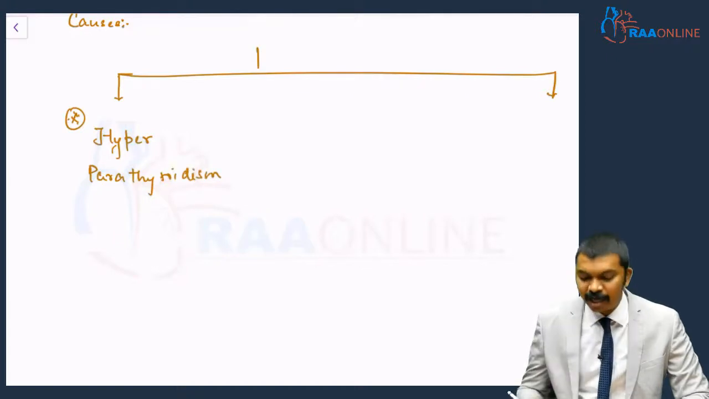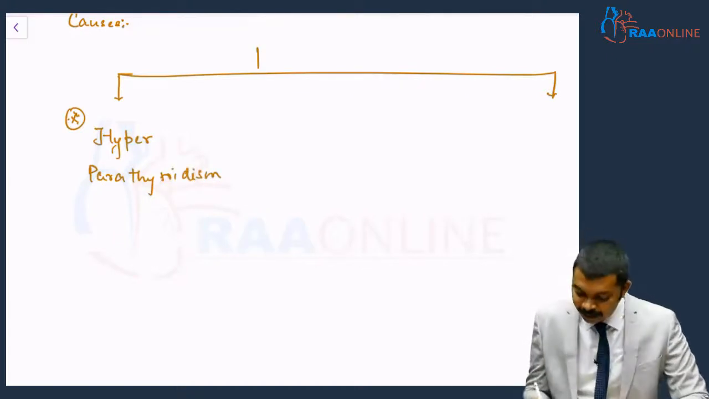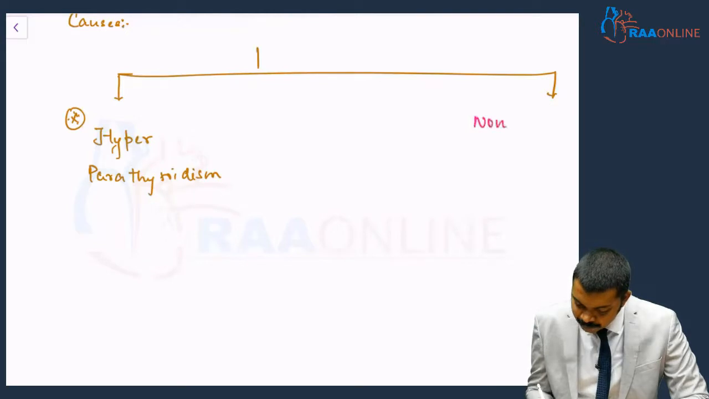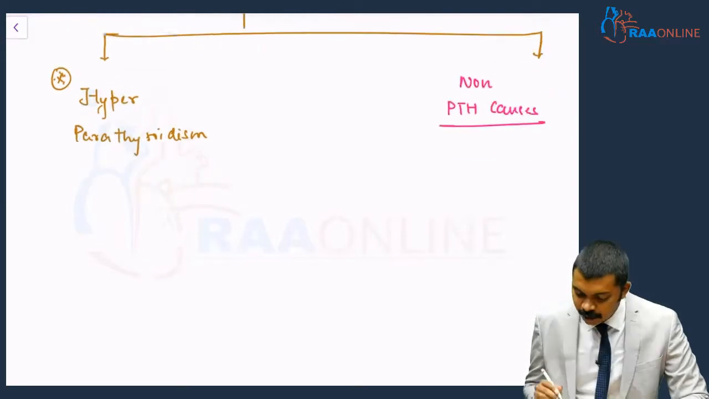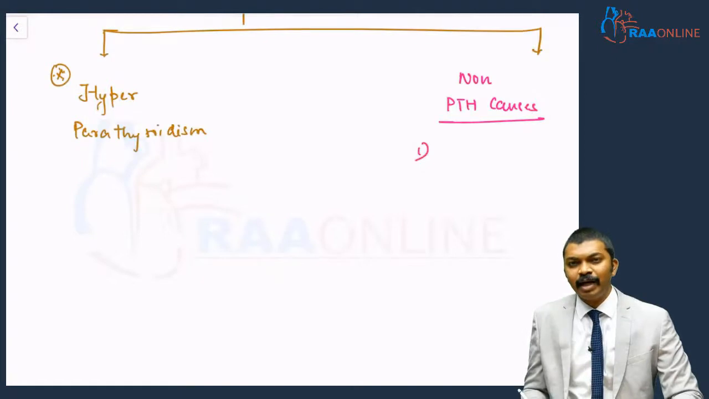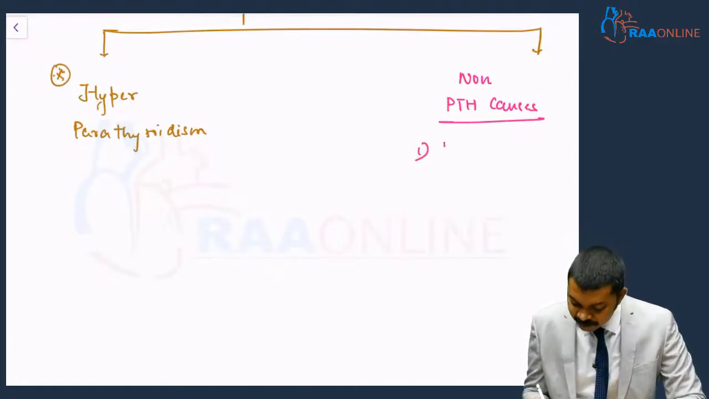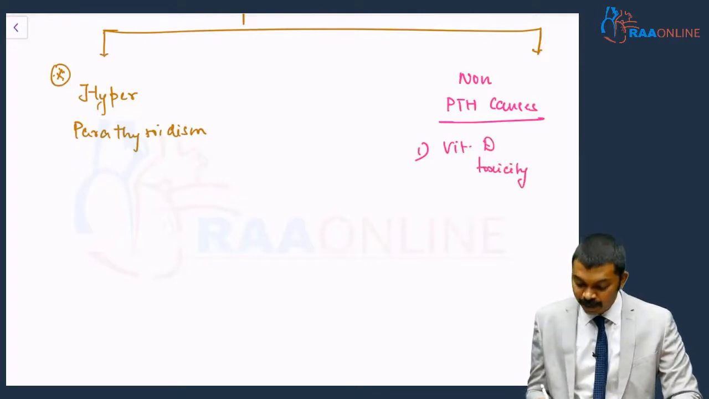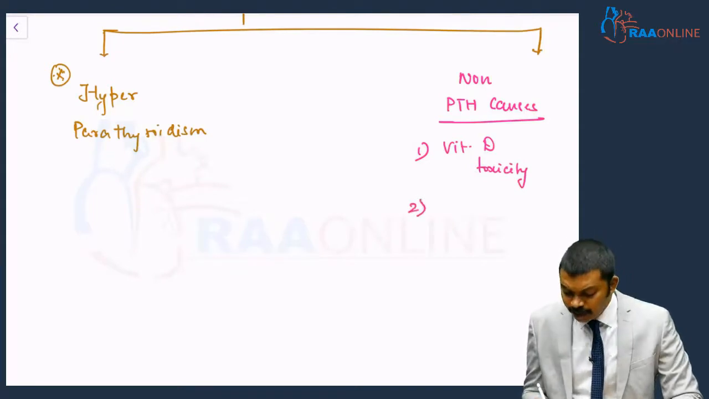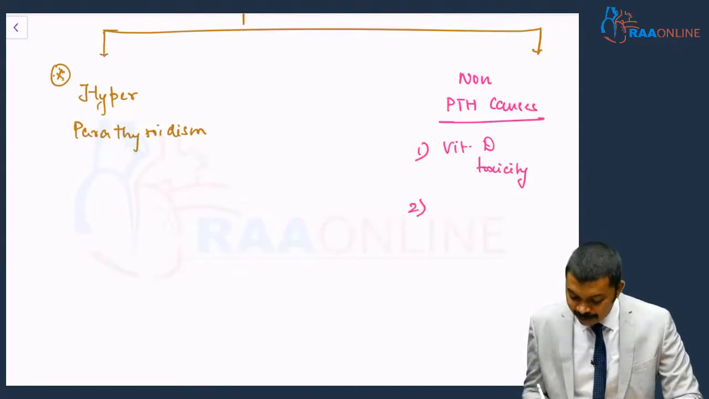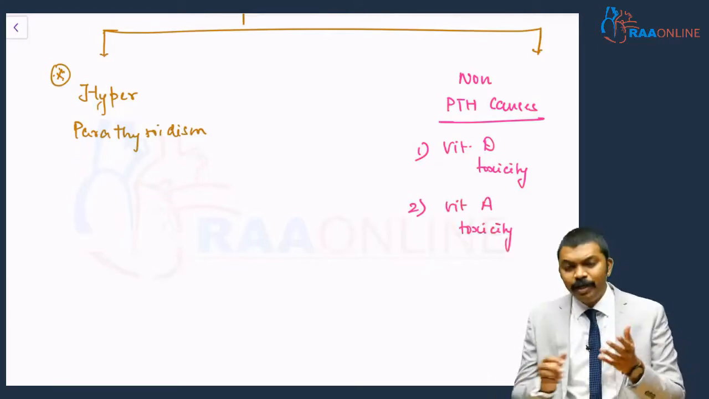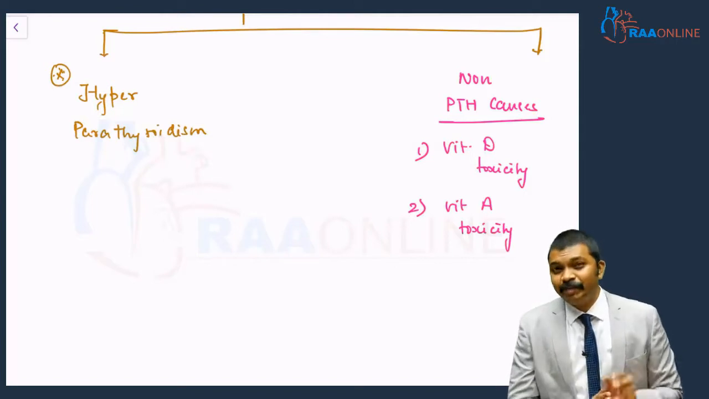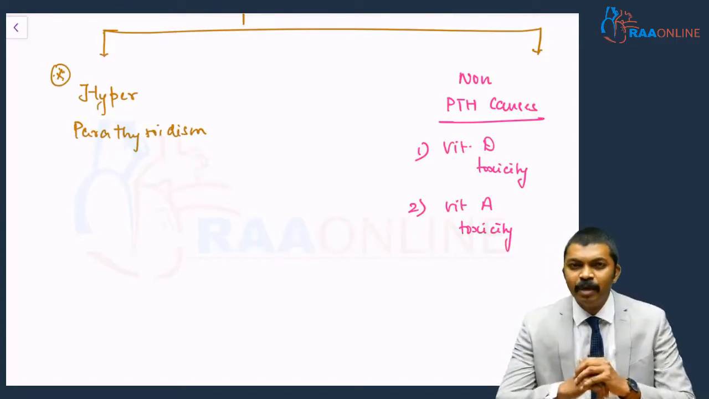Now, every other cause can be put under a separate heading, which can be called non-parathormone causes. In non-parathormone causes, we can have one very important manifestation, that is due to vitamin D toxicity. Too much vitamin D consumption, okay, number one. Number two, we can also have hypercalcemia in vitamin A toxicity as well. Right, doctors? You need to understand the importance of vitamin A in hypercalcemia.